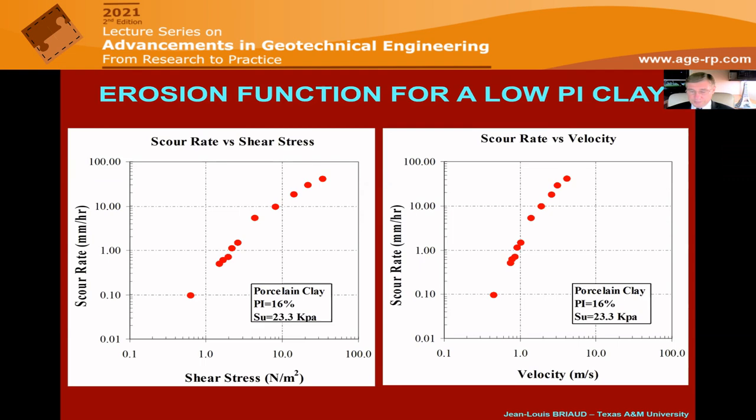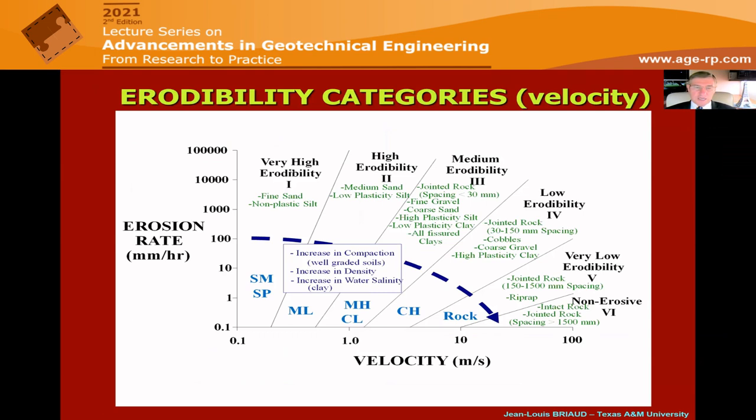At the same time, knowing that, we've created an erosion chart, if you wish, where we put the erosion rate on the vertical axis and the velocity on the horizontal axis. And you can see that if you have low velocity but high erosion rate, you're in very high erodibility material.